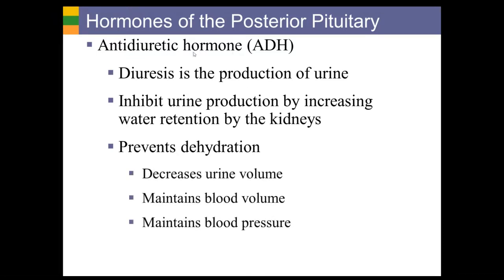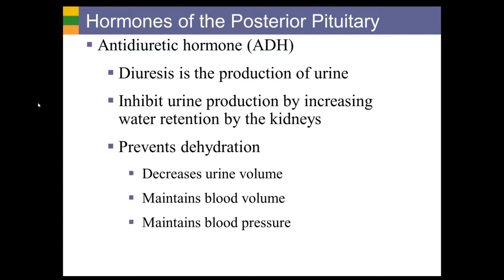So antidiuretic hormone decreases the production of urine. So it decreases urine production. Well, why is dehydration bad? Well, if your kidneys remove too much water from your blood, it will drop your blood volume. If it drops your blood volume, it drops your blood pressure. If your blood pressure drops too low, your cardiovascular system cannot supply sufficient amounts of blood to your organs, and you will go into shock and you will die. That's the danger of dehydration.